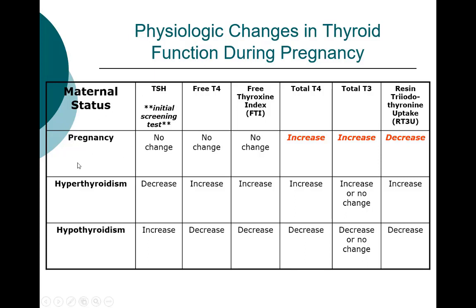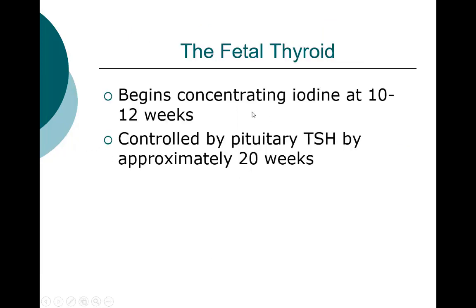This is pregnancy and hyperthyroidism and hypothyroidism. The fetal thyroid begins to concentrate iodine at 10 to 12 weeks and is controlled by pituitary TSH by approximately 20 weeks. That's why we need the mother to be euthyroid during this stage, 10 to 12 weeks, because after that the pituitary gland of the fetus will take over the job.